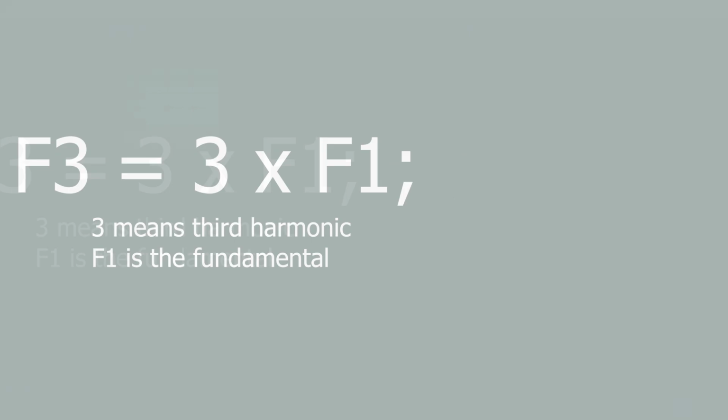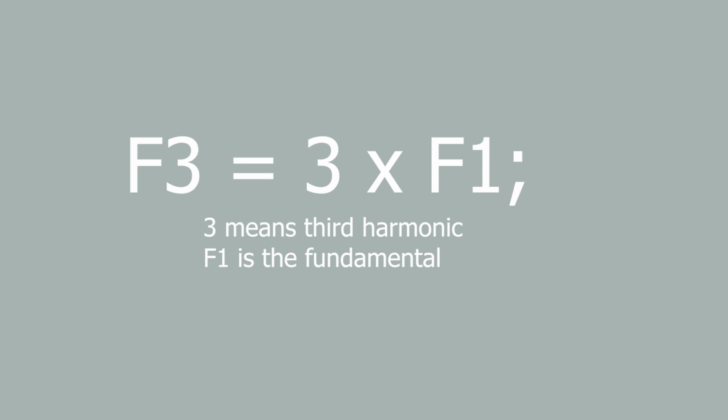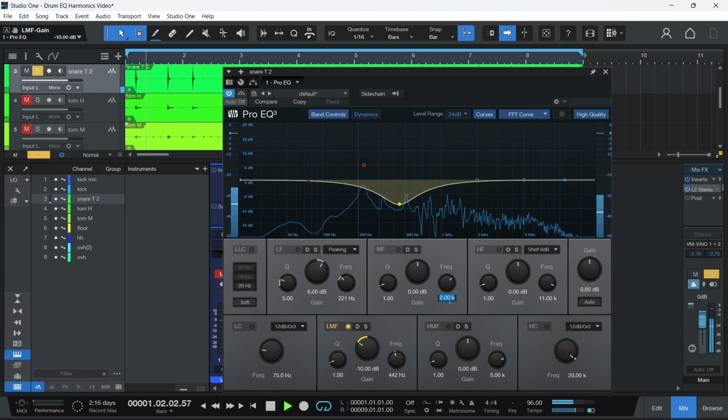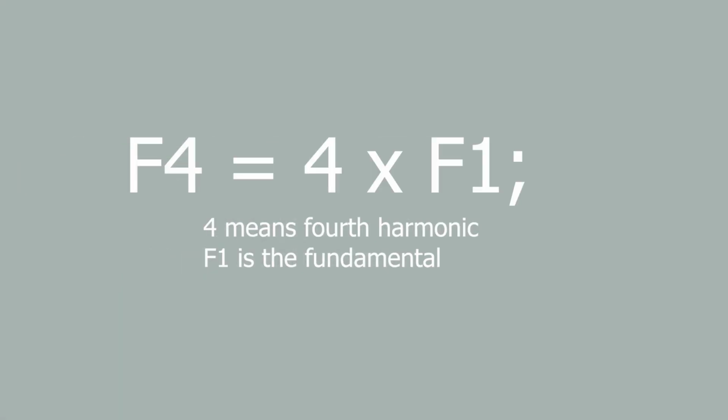Then let's move to our F3, the third harmonic. F3 would be 3 times F1, F1 being 221, so that's 663. So 663, minus 10. And you can already tell that there's a significant difference in what we are hearing. So let's do F4. F4 will be 4 times the fundamental again. That will be 884.